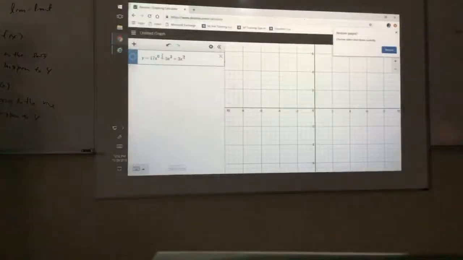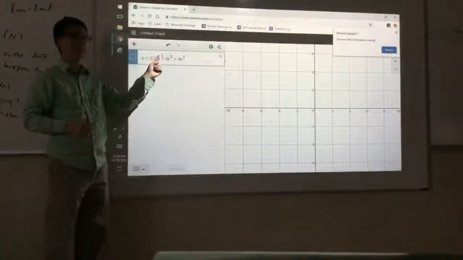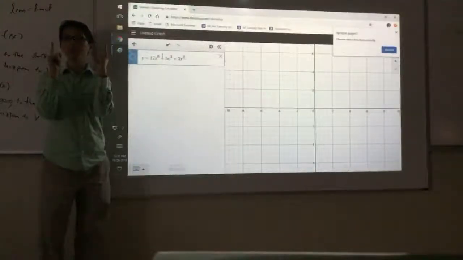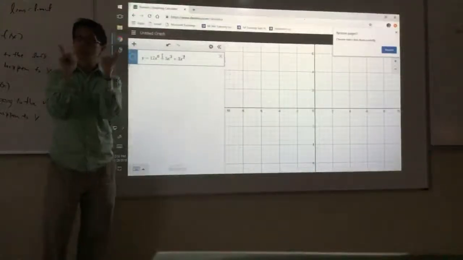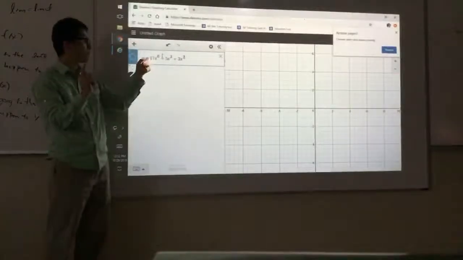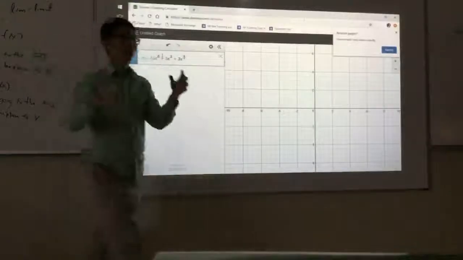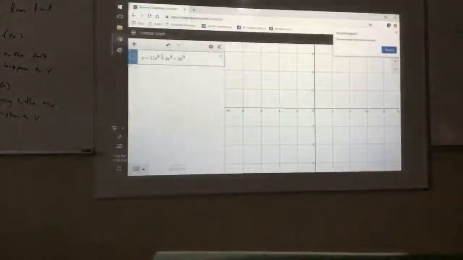Okay, so in this case, this one's even degree, right? This one's positive, so you know both ends are gonna be up, right? Does that make sense? Because if it's a negative 17, then it's gonna go what? Down, right? So let's click and see the graph, see how they behave, okay?